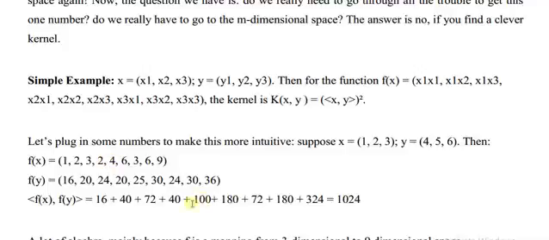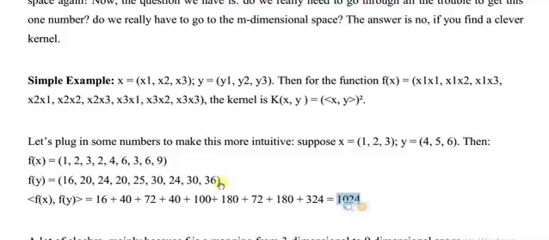20 into 2 is 40, 25 into 4 is 100, 30 into 6 is 180, 24 into 3 is 72, 30 into 6 is 180, and 36 into 9 is 324. After adding all these, we get 1024, and this is nothing but the dot product of f of x and f of y.